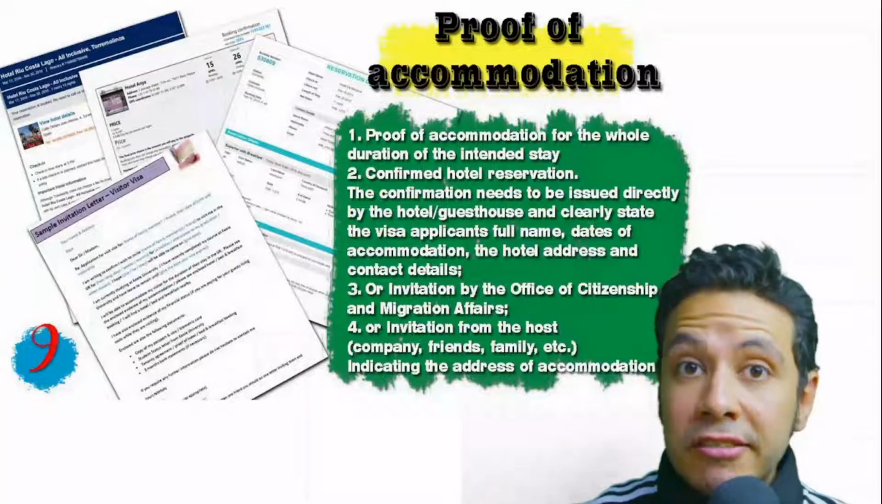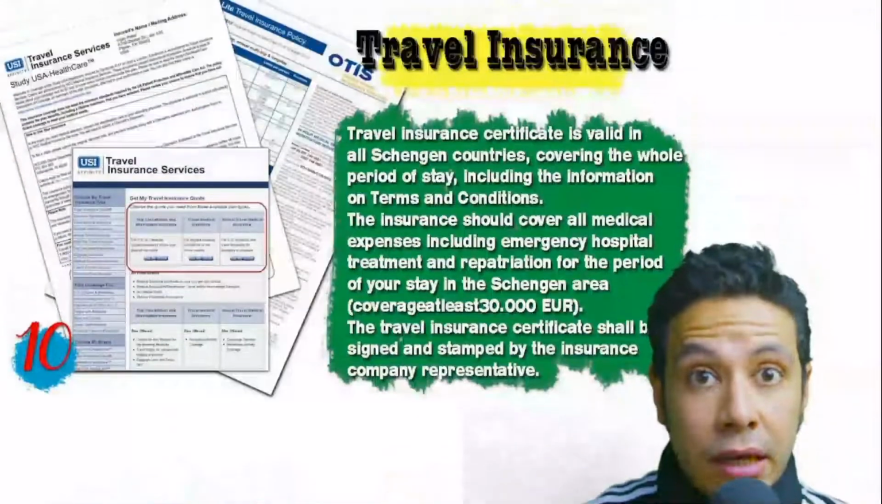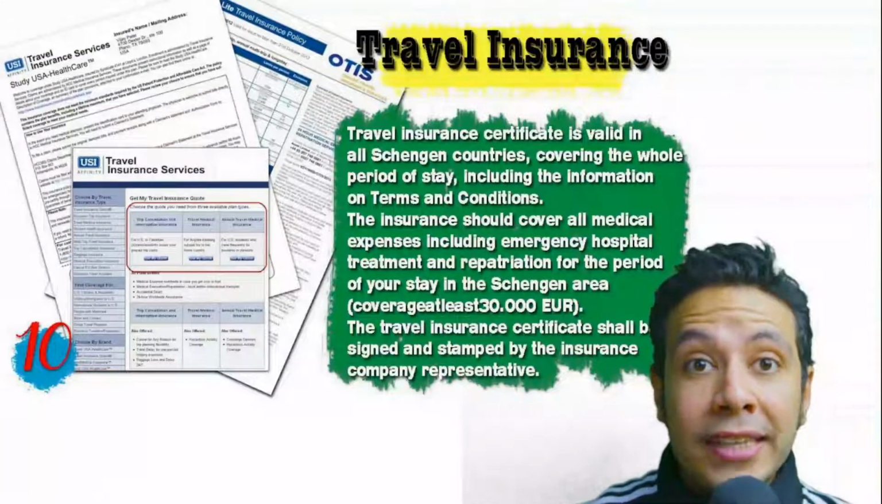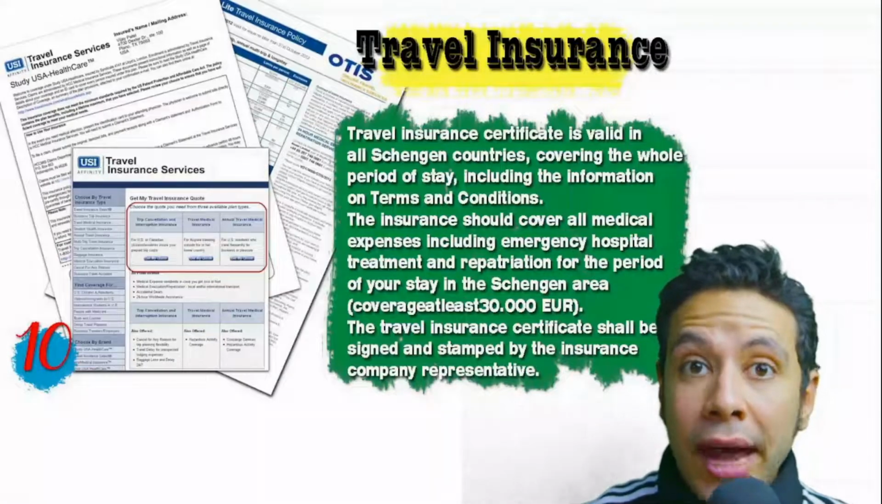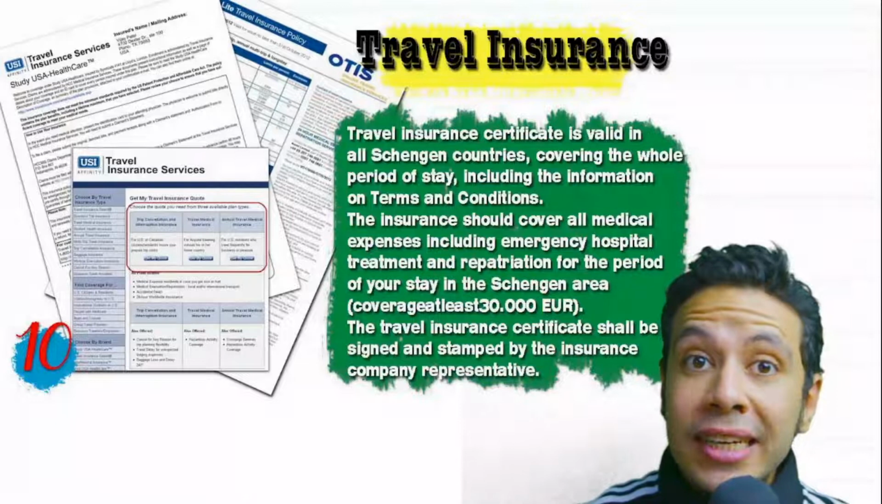But in case you are invited by a person, the letter of invitation should either be mailed directly to the embassy or be submitted by you, accompanied by a copy of the passport of the inviting person. Many countries, especially the Schengen area countries, also require you to provide travel insurance, and you have to be careful and apply through the companies that are officially accepted in these countries.